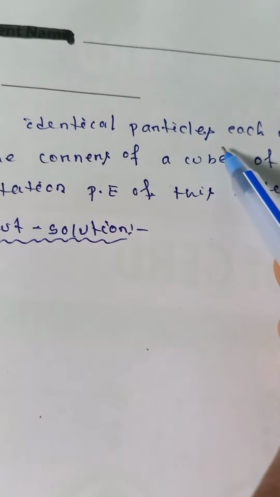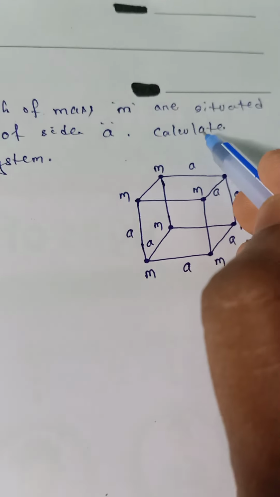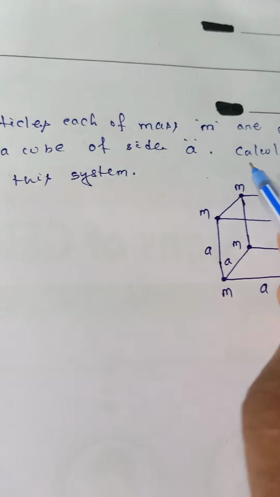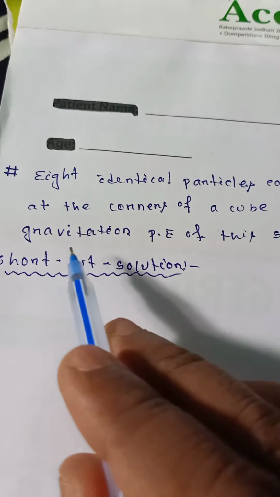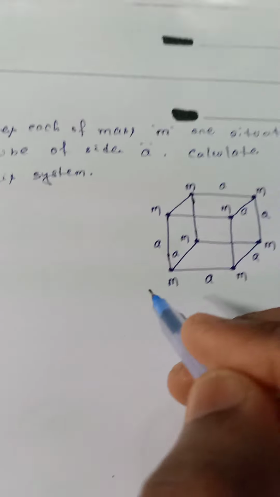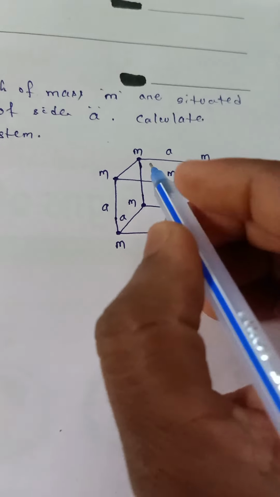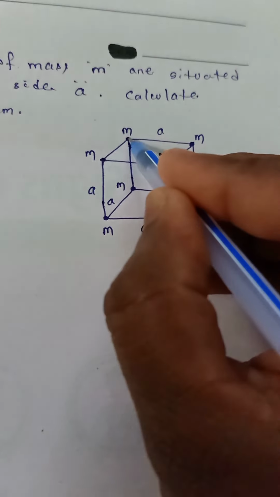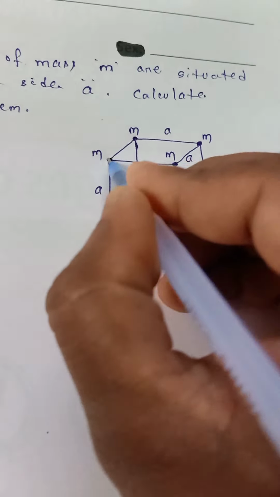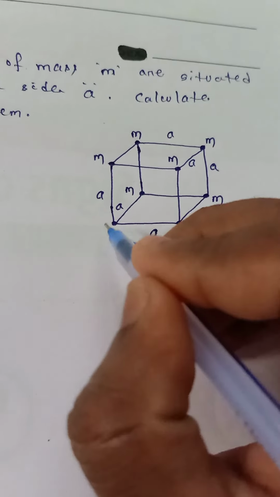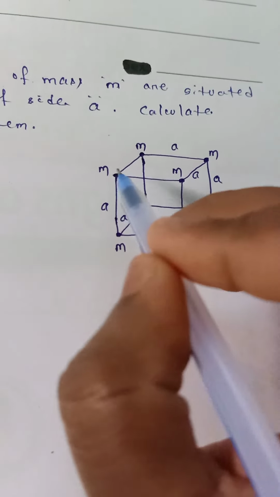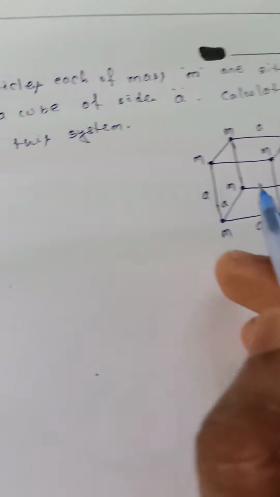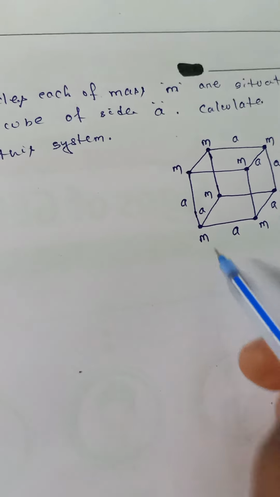Eight identical particles, each of mass small m, are situated at the corners of a cube of side a. Calculate the gravitational potential energy of this system. There are 8 vertices: 1, 2, 3, 4, 5, 6, 7, 8, each with an identical particle of mass m, and the side of the cube is a. Now we have to find the gravitational potential energy of this system.